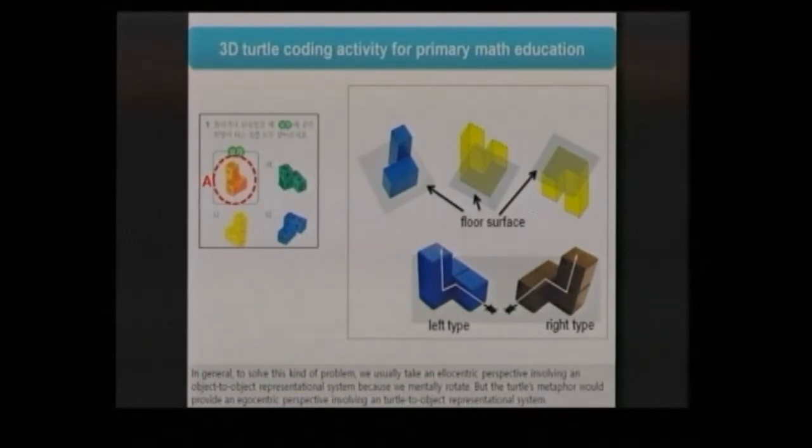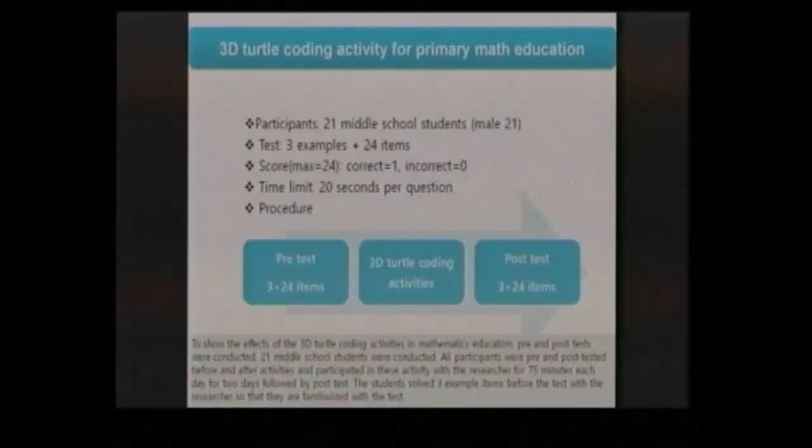So the 3D touch coding activity was applied to the problem with two steps to take the toucher perspective. According to the steps of the activities, the green one is left type, the yellow one is right type, and the blue one is left type. And object A is left type according to the steps. So A is the same as the green and blue ones.